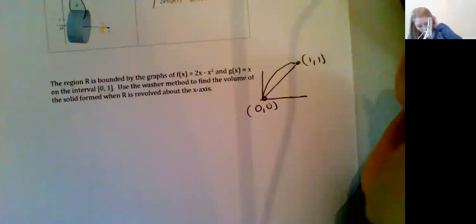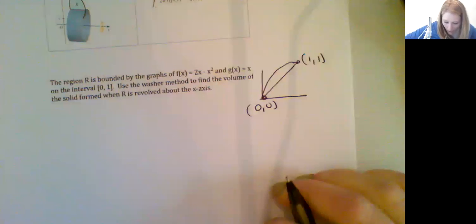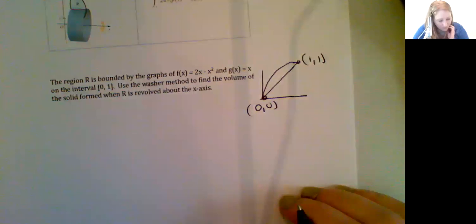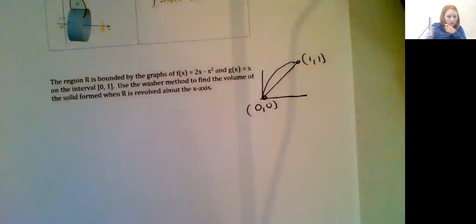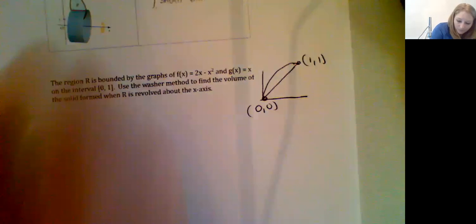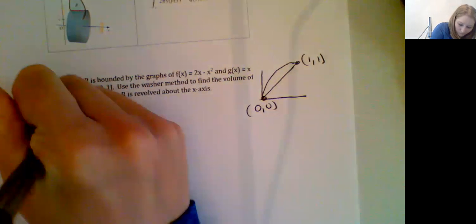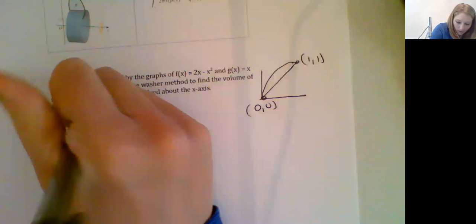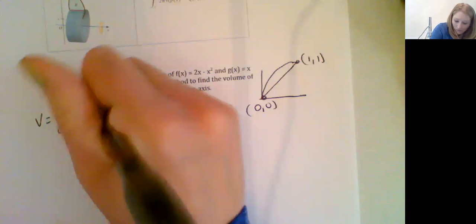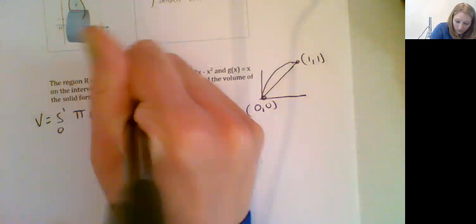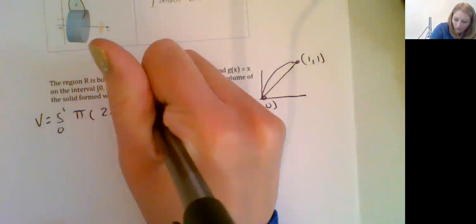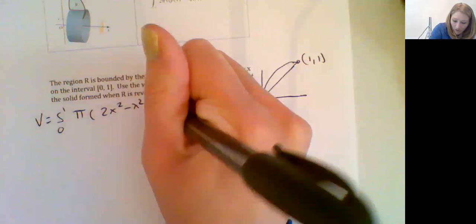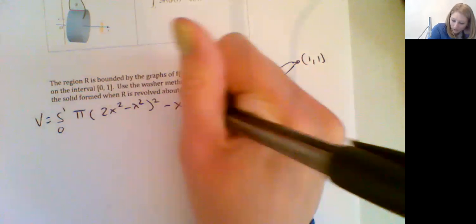Okay, so in this case, we're using the washer method. And for the washer method, the rule is, my integration is from 0 to 1, and it's pi multiplied by your first function, the upper function squared, and we're going around the x-axis, so we're going around here, minus your second function squared.